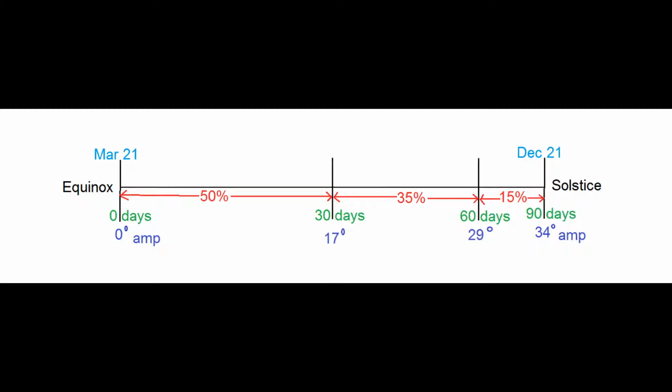Now, find 50% of 34 and put it at the 30-day mark. Find 85% of 34, which is of course 50% plus 35%, and put it at the 60-day mark.